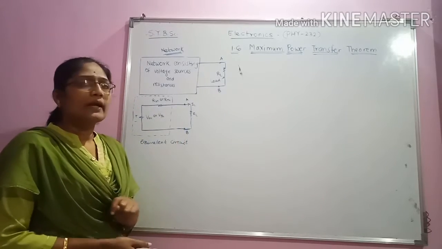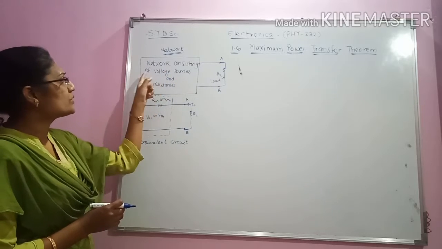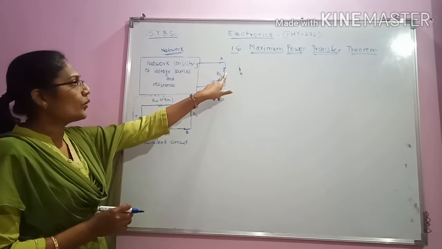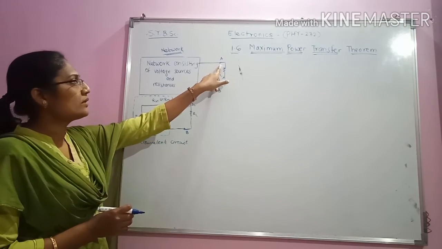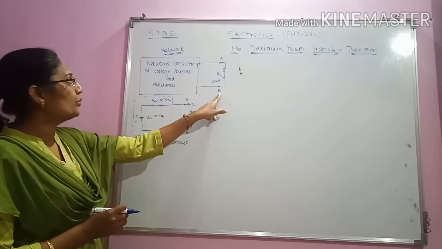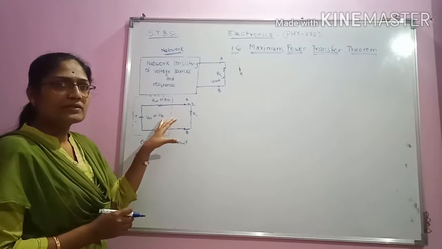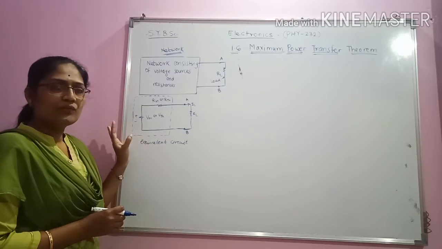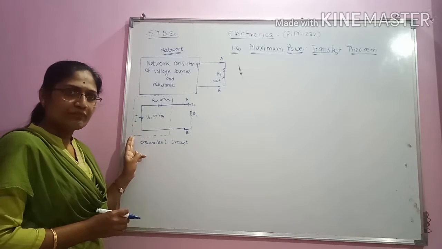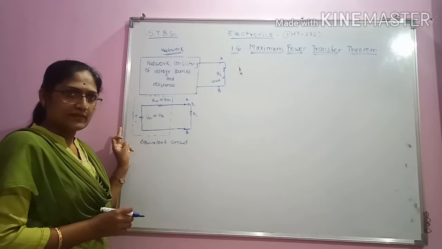And in that, initially we are considering a network consisting of voltage sources and resistances, and here a load is attached across the two terminals AB as shown in the figure. Now by using Thevenin's theorem, this complicated structure can be replaced by a simplified structure which consists of only two components, that is, one is the voltage and another is the internal resistance, and they are in series.